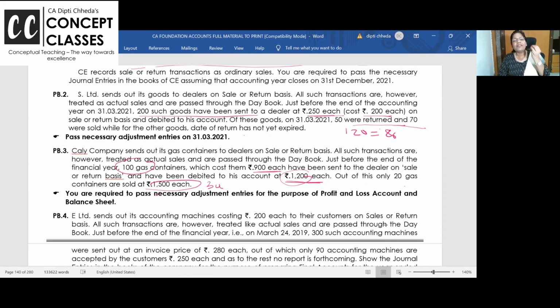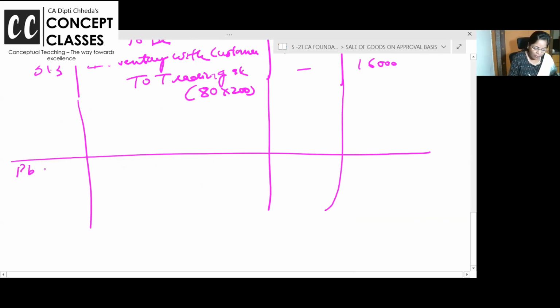Saving 5 to 7 minutes in the 3 hours of exam is also very important. To save time, make sure that the entry of sending the 100 containers at 1200 is already recorded. You need not record it. They are asking you year ending. Let us continue. No need to make the equation and all. Problem number 3, very quickly.